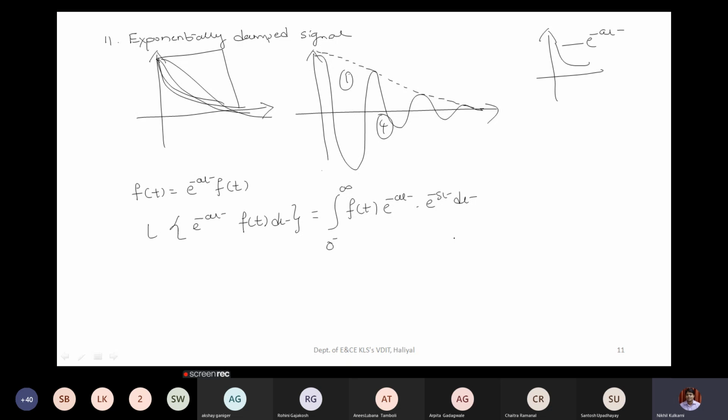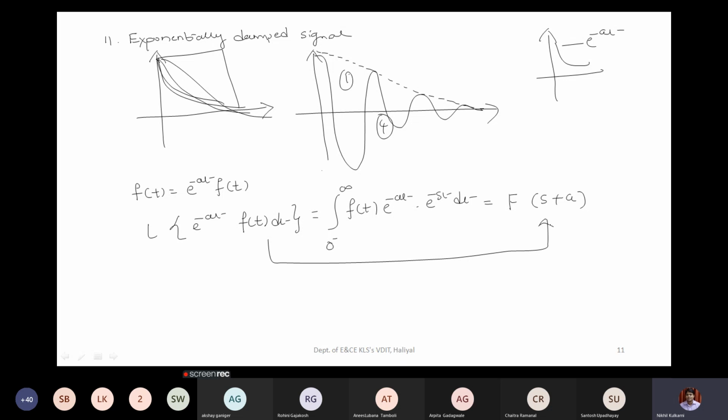Okay, so if you find any of these kind of signals, you can just write here e to the power minus at and st, you can combine it as s plus a, right? So if you combine that as s plus a, we have the standard result that will give us Laplace transform of this will be F of s plus a. Okay, so we need to elaborate this with respect to sine, cosine as well. So for time being you just remember this.